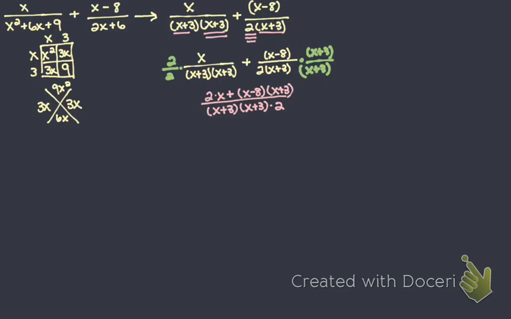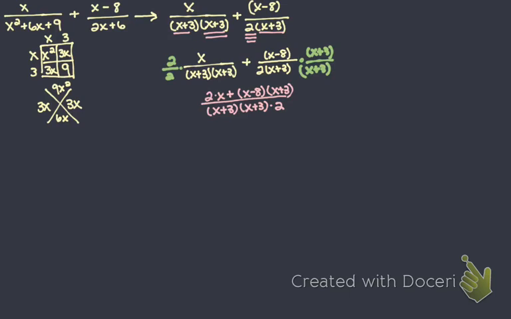So what I'm going to do with the numerator is simplify using my order of operations. Looking first at parentheses, I can't do anything inside of the parentheses. So I'm going to move on to exponents, which I don't have any of, and move on to multiplication and division. So 2 times x is 2x.